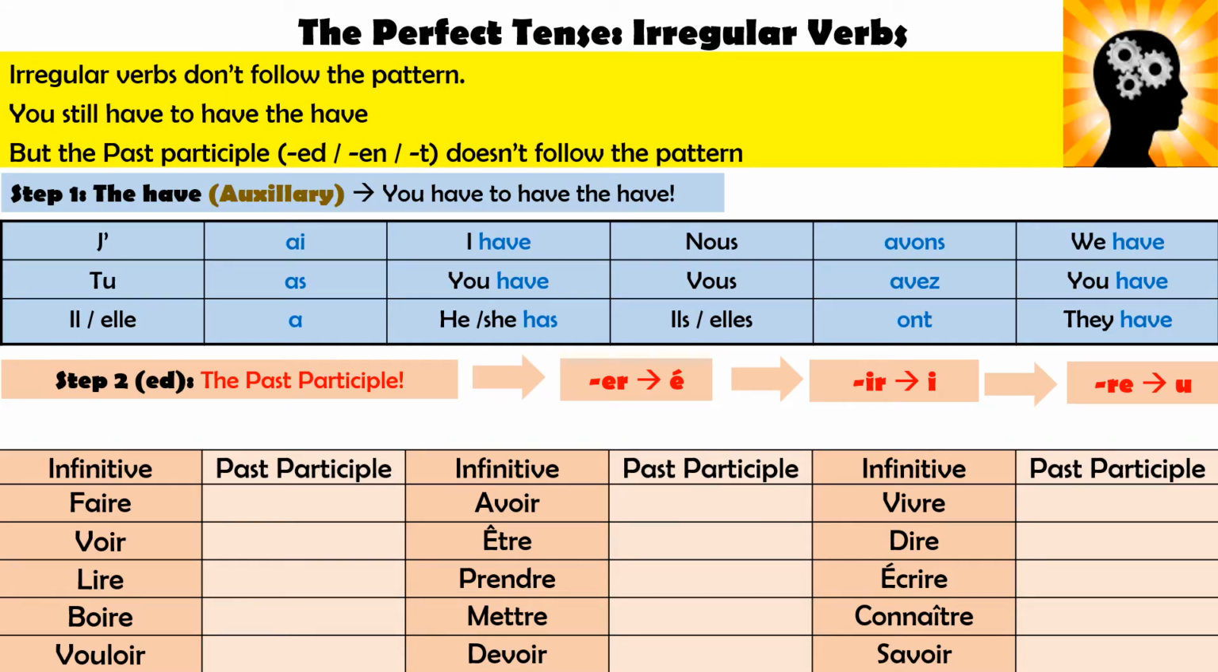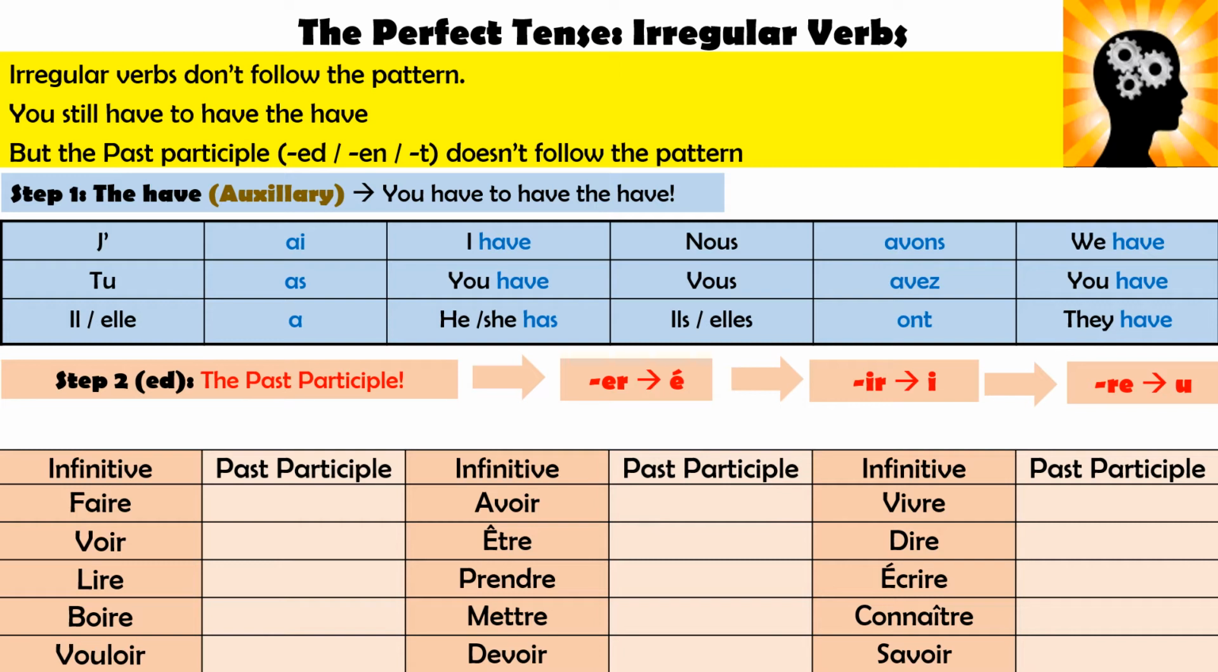First off, the good news is that we still have to have the have. That is the same for everything in the past tense. You always have to have the have. That's in blue at the top. The bad news is the -er, -ir, -re pattern isn't going to work here. We need to know what these verbs are. They change differently to create what's called their past participle. So you need to know all of these verbs off by heart for GCSE.